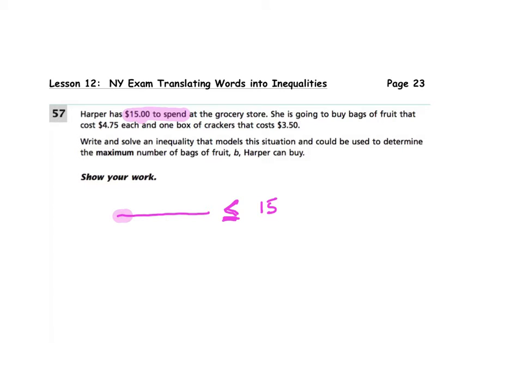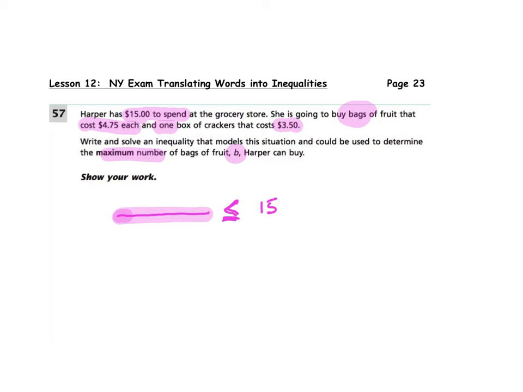Let's look at the rest of the information. She is going to buy bags of fruit that cost $4.75 each. And they gave us the variable b to represent the number of bags of fruit. And she bought one box of crackers that cost $3.50. So we're going to try to fill in this side. This is the amount that she bought.